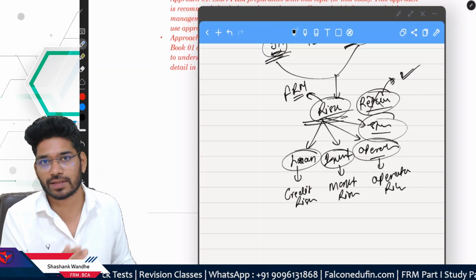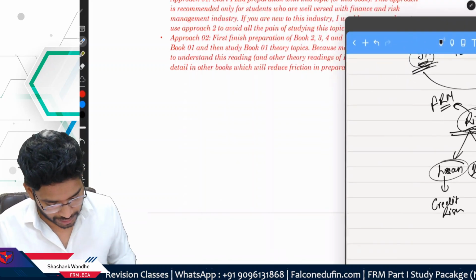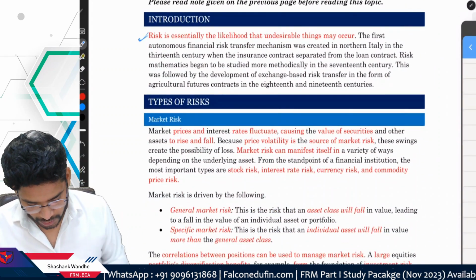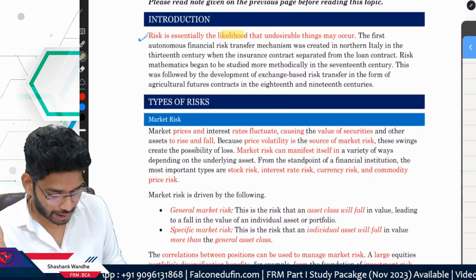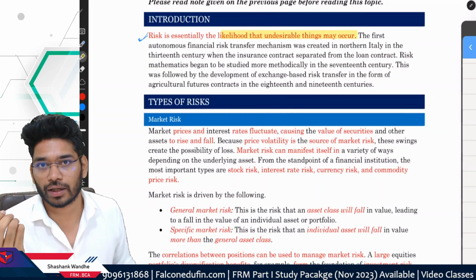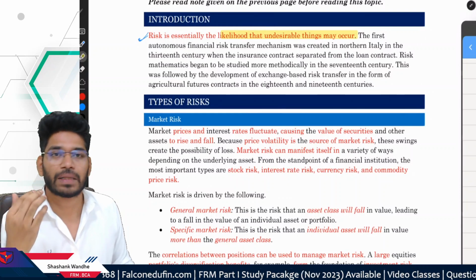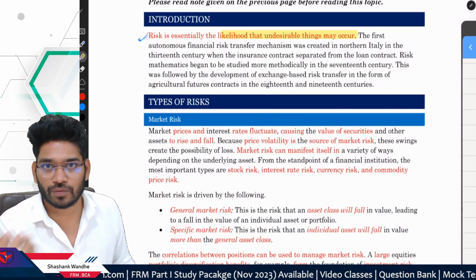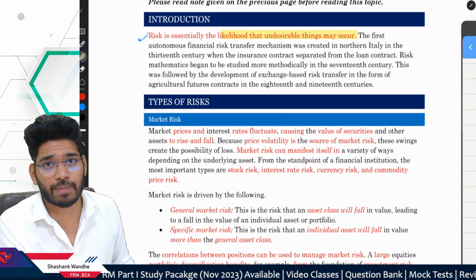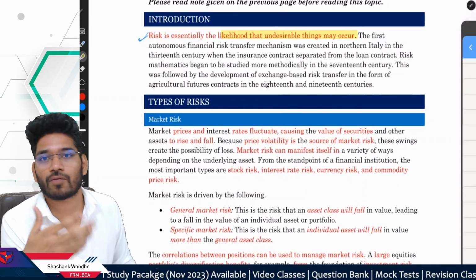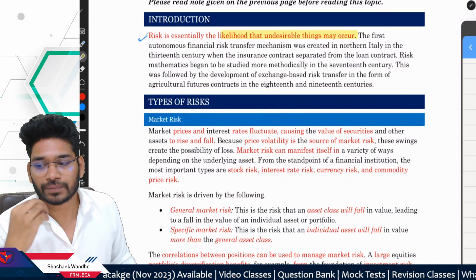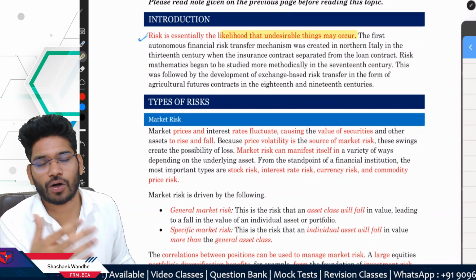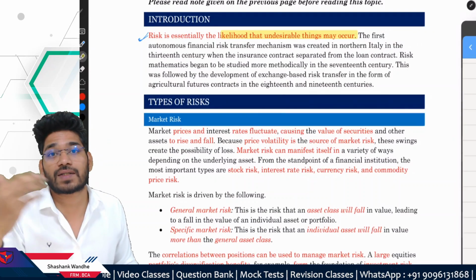So we will discuss all these risks in detail. Now here, let's start with our discussion. So first, the introduction. Risk is essentially the likelihood that undesirable things may occur. Undesirable things as in the bank is planning something and something else is happening. Like what happened with SVB, the Silicon Valley Bank, right? We all know about the Silicon Valley Bank and what happened there.